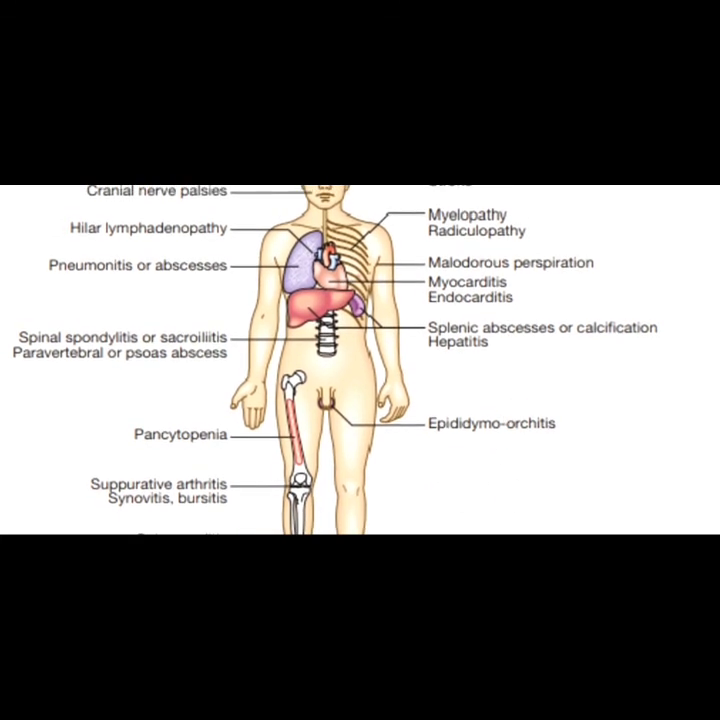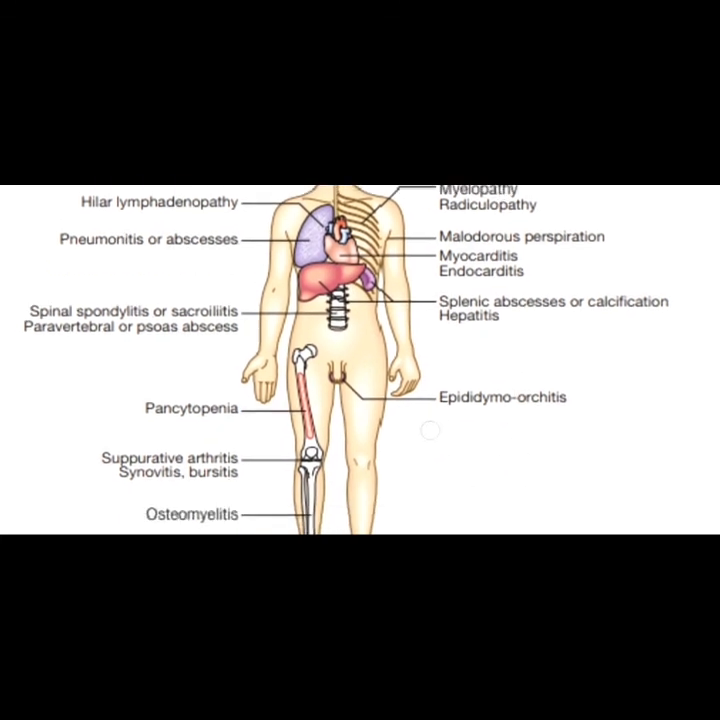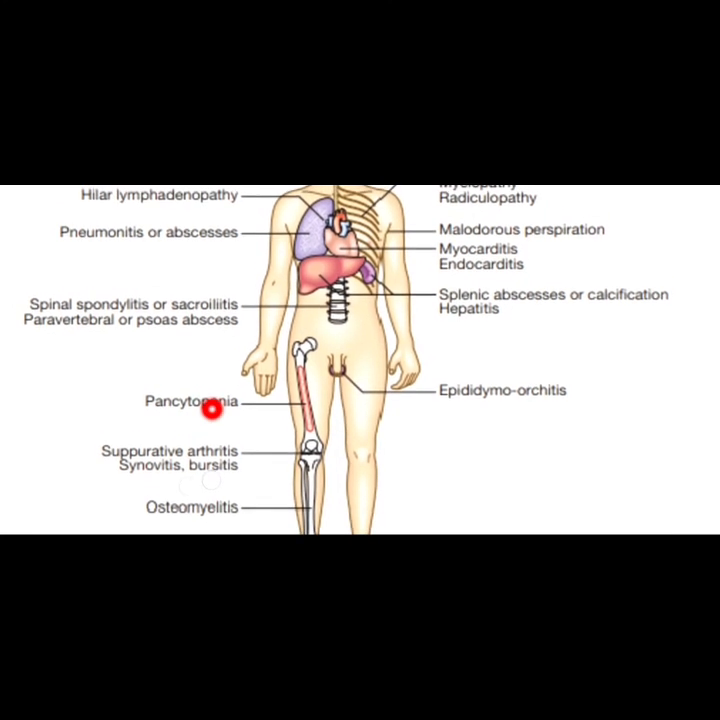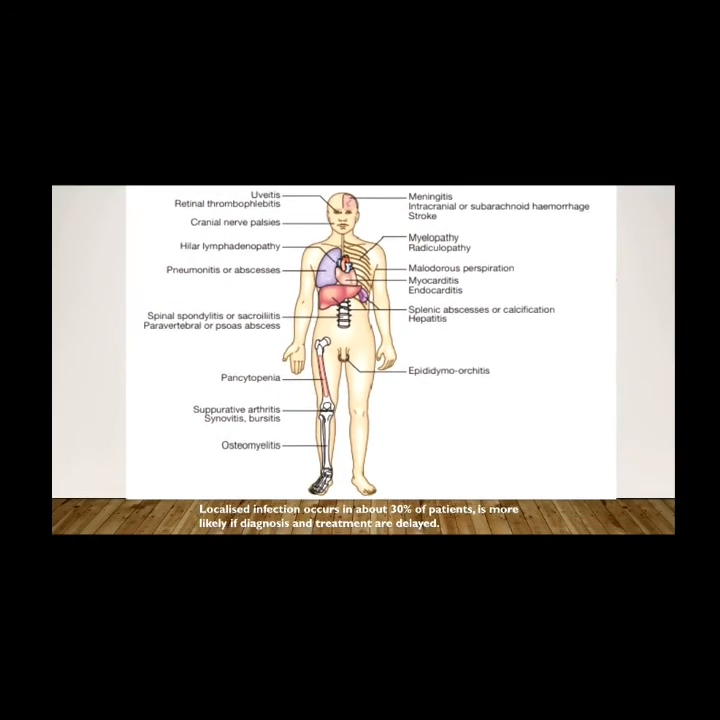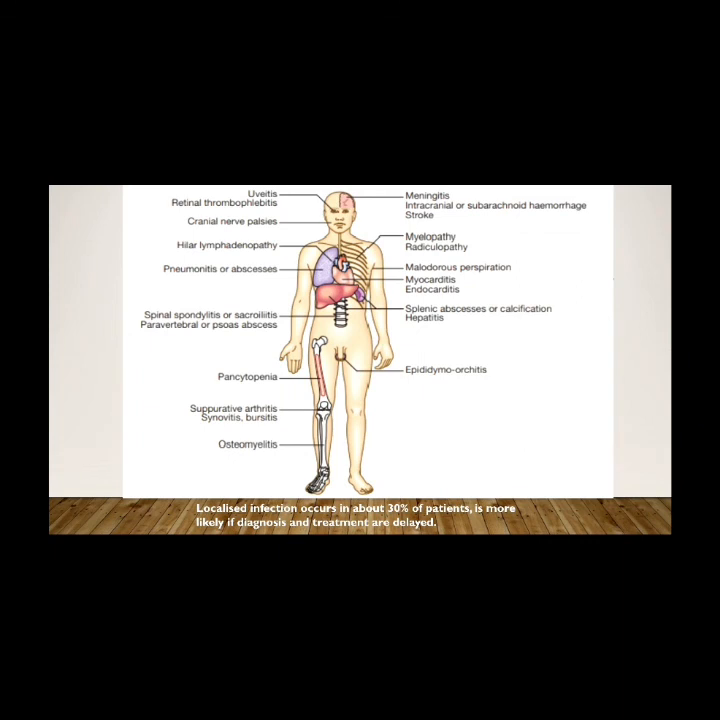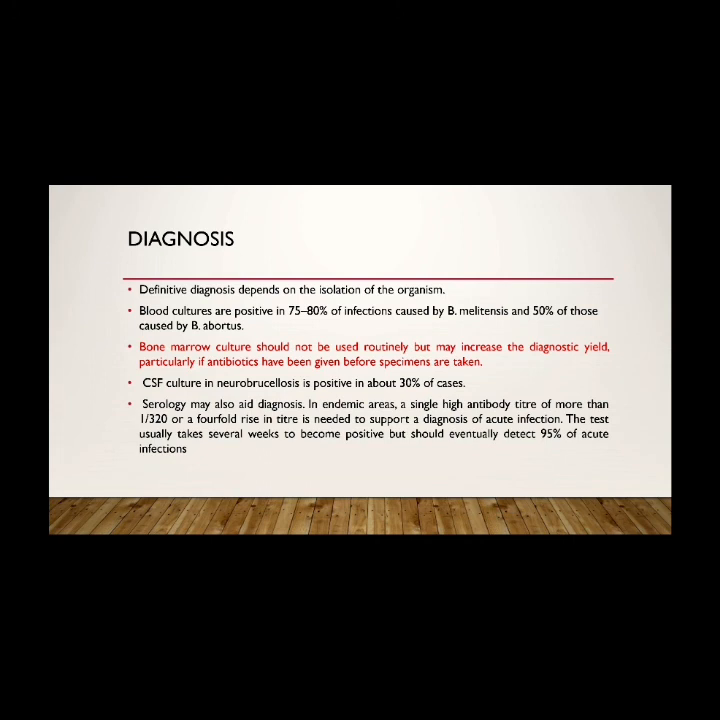Sometimes it's misdiagnosed as mumps and even other diseases. Pancytopenia can be a feature of chronic carriers of patients with brucellosis, along with suppurative arthritis, bursitis, synovitis, osteomyelitis. All these could be clinical features of localized infection by the Brucella microorganism. So what is the proper way for diagnosis of Malta fever?